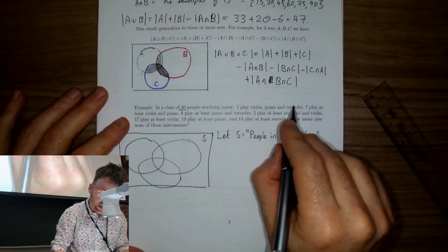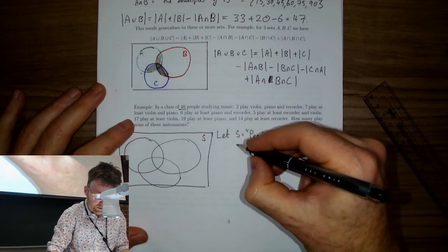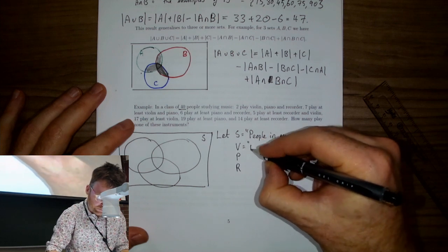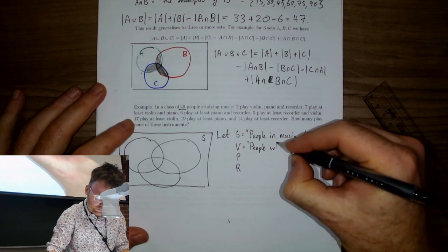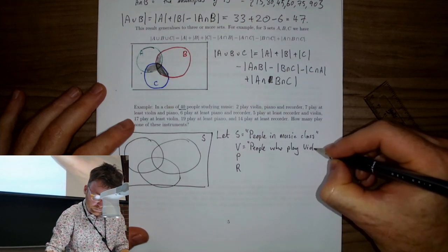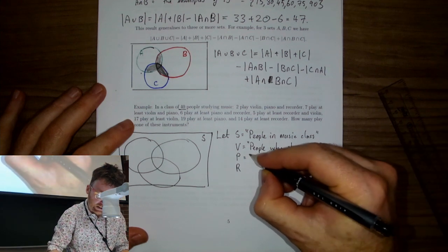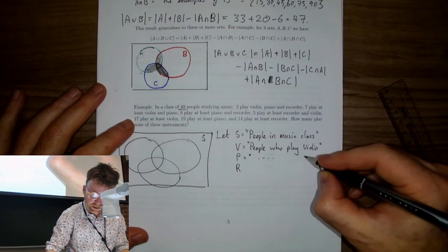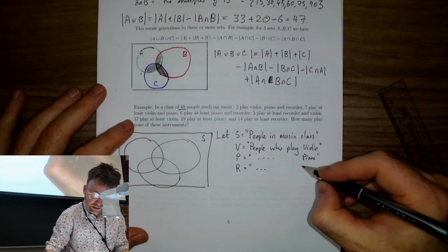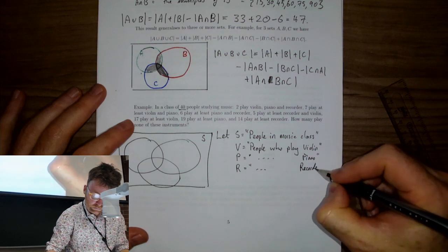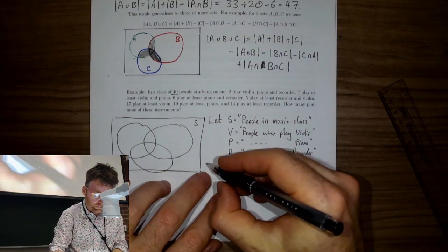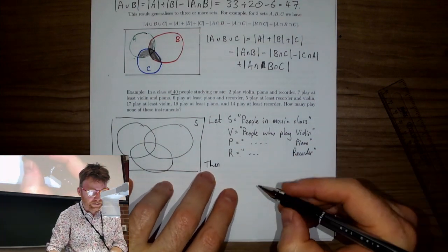2 people play violin and piano and recorder, so I'm going to define some variables here: violin, piano, and recorder be equal to. Violin, and then this thing can just be same stuff but with piano, and this can be same stuff but with recorder. Good. Then we know some things.